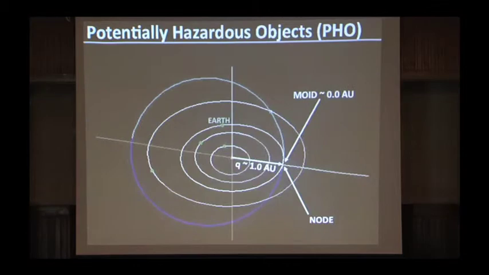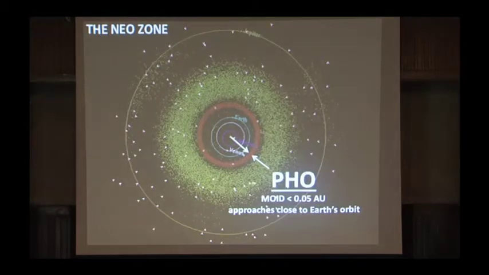So now let me go back just a couple slides. And this is the definition of the type of near-Earth object known as a potentially hazardous object. A potentially hazardous object is the subset of near-Earth objects that can approach the Earth's orbit to within 0.05 astronomical units. 0.05 astronomical units is about 8 million kilometers. So any asteroid that can approach the Earth's orbit to within 8 million kilometers is considered potentially hazardous.